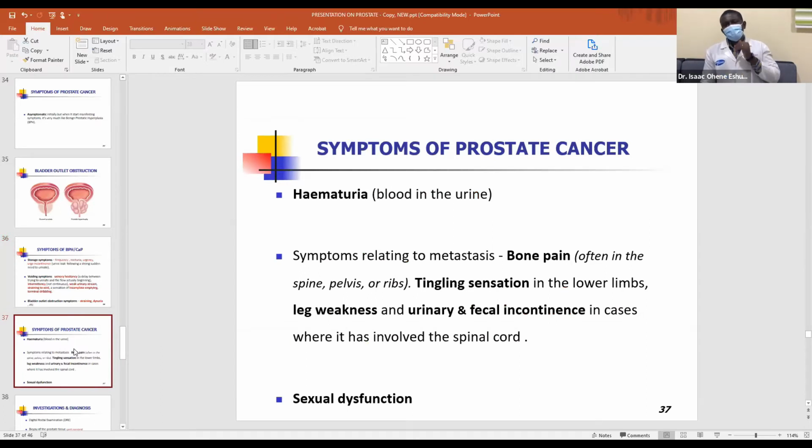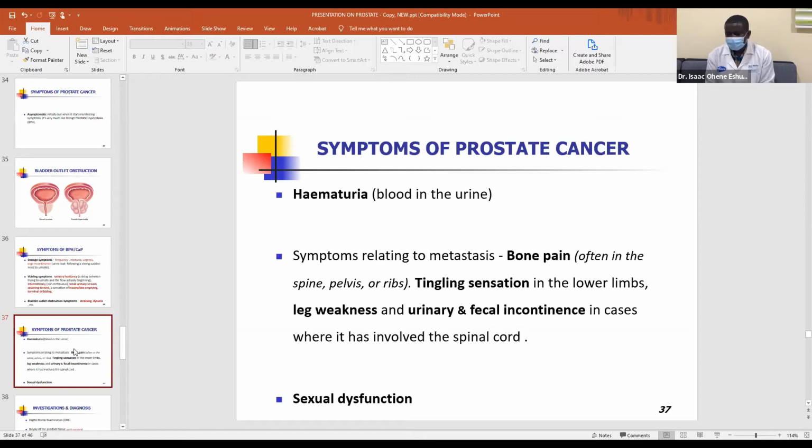Now, there are other symptoms of prostate cancer that will relate to the spread of the condition. So when we say cancer, we are looking at a malignant condition, a condition that spreads. So it's not only localized to the prostate. With time, if you do not do anything about the cancer, it will migrate or travel from the prostate to affect other structures nearby and beyond. So you can have blood in the urine.